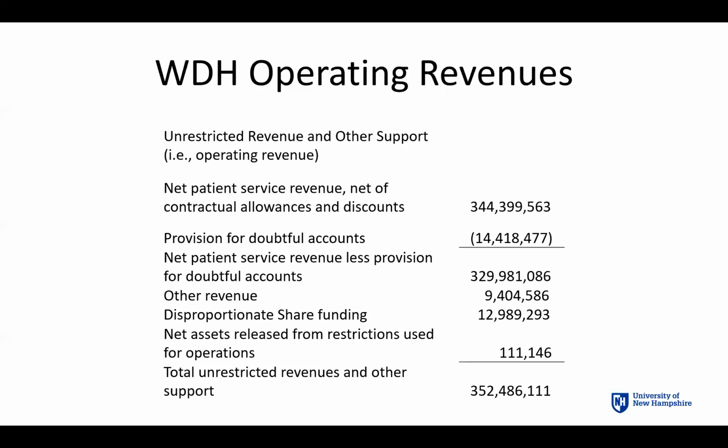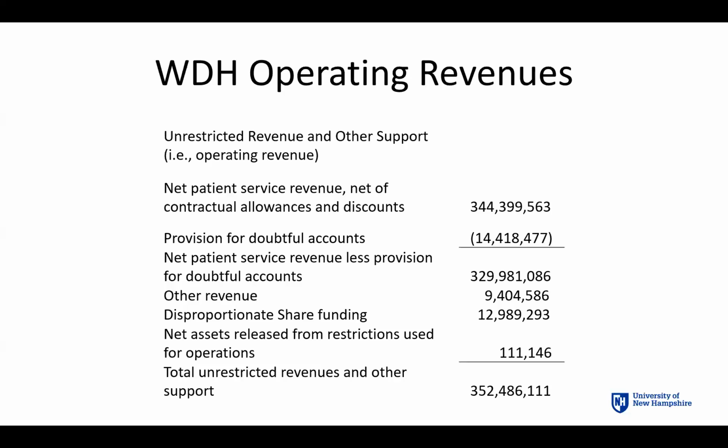I know we talked about it last time, but I want you to hear it again, okay? Also included in that reduction from gross to net of contractual allowances is your charity care. So the charity care is also not included in that. Then you get down to the NPSR, net of contractual allowances and discounts. Then you get the provision for doubtful accounts.